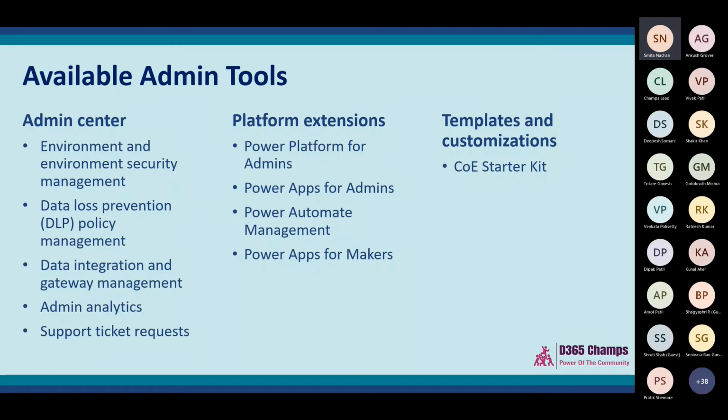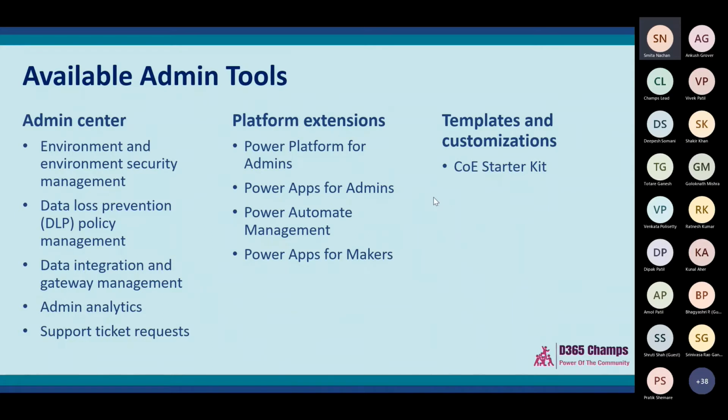The most important core capabilities for admins and makers are the functions in the core product admin center. These features are designed to be the easiest and most robust way to complete the task and are fully supported by the engineering team. They include environment and environment security management, DLP policy management, and data integration and gateway management. The admin analytics let you view the capacity and activity on Microsoft Dataverse, Power Apps, and Power Automate, and also support ticket requests.